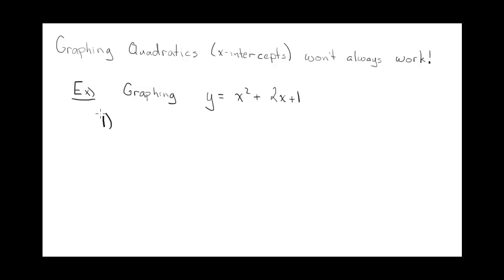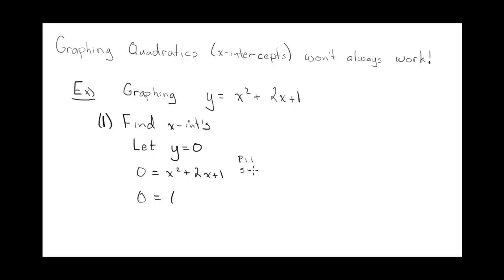we'll try finding our x-intercepts, which we do by letting y equal to 0. So 0 equals x squared plus 2x plus 1. So then we'll factor. And notice here that we want the numbers that multiply to 1 and sum to 2.